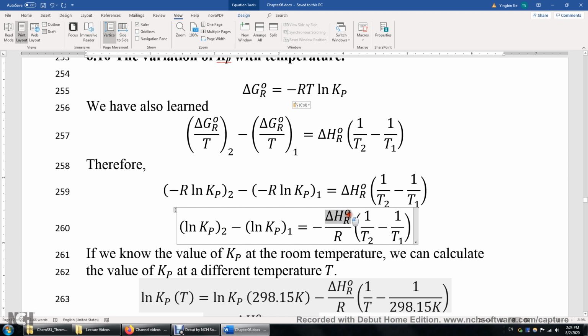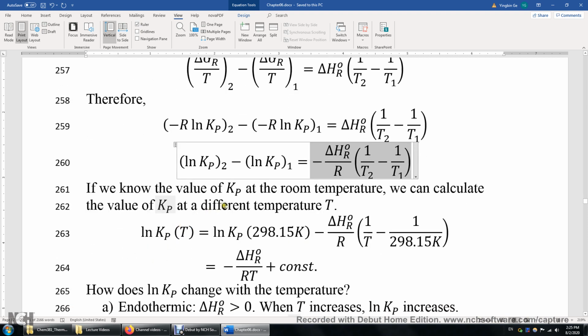What if the enthalpy of reaction is negative? What if we have an exothermic reaction? When this is negative, we have negative delta H of R over R, so this part is positive. And then if T2 is greater than T1, then the reciprocal of T2 is smaller than the reciprocal of T1. Then this part is negative. This part is thus negative for exothermic reactions, and then Kp2 is smaller than Kp1. So we reached the same conclusion as Le Chatelier. For endothermic reactions, higher temperature results in larger Kp. For exothermic reactions, lower temperature results in larger Kp.